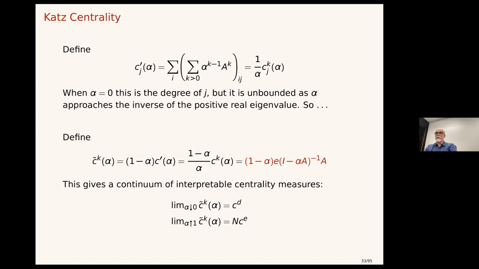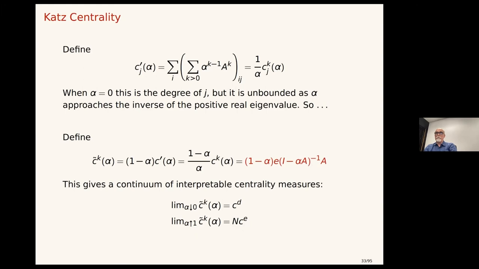And then if we divide by alpha, the calculations are here, you can actually see them. We're adding back in that missing k equals zero term by doing that. And so we get these modified Katz centralities if we do this, which we call c tilde of k. And I think these are really interesting because they give a continuum of interpretable centrality measures. So as alpha converges to one, we see that this converges to the eigenvector centrality.